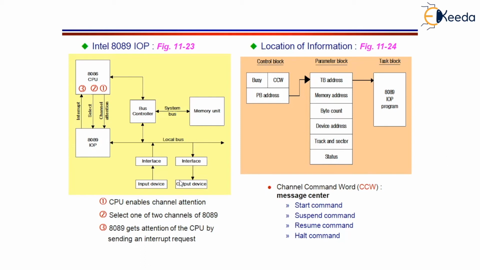Now, let us understand how 8089 will be communicated with by the 8086. Let us have a look at it. In the main memory, the 8086 uses three blocks. Something called a control block, another one called a parameter block, and another one called a task block. What is this control block, parameter block, and task block?